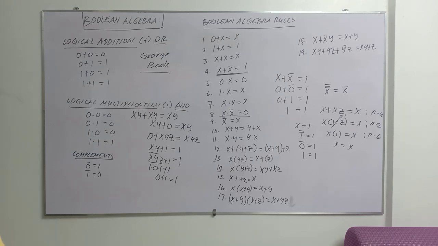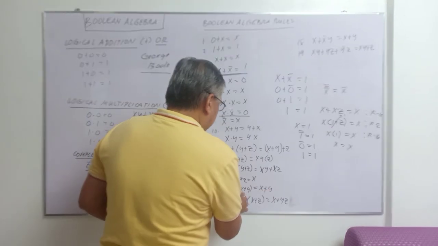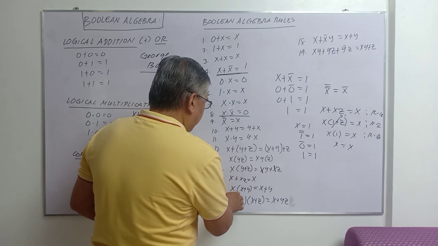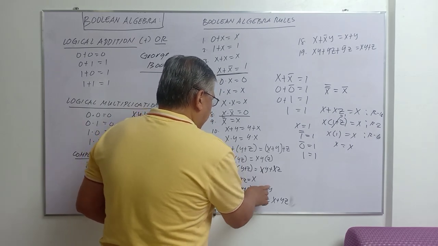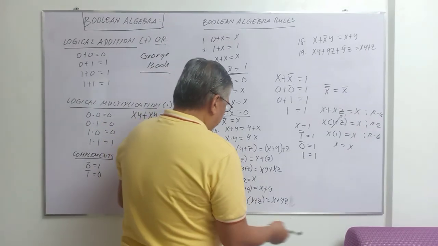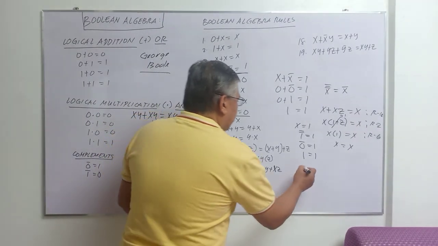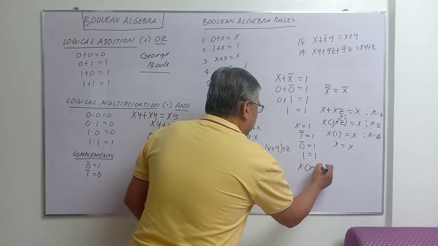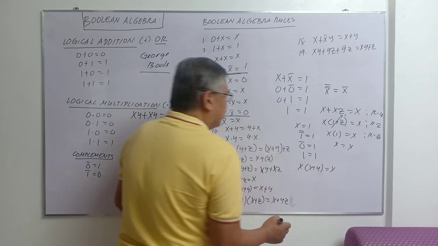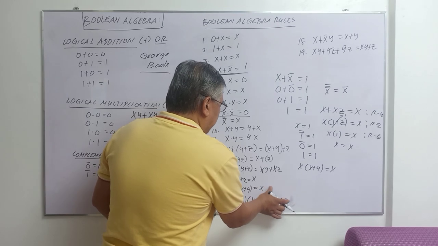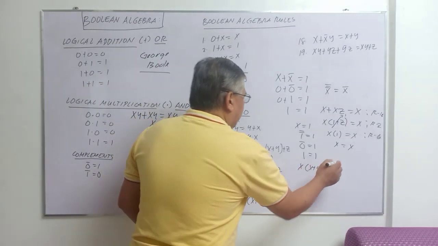Alright, so x + x(x + y) = x + y. So let's try to prove this one, no? You have x(x + y) = x. Okay, so the original equation was this one. So let us try to prove, no?